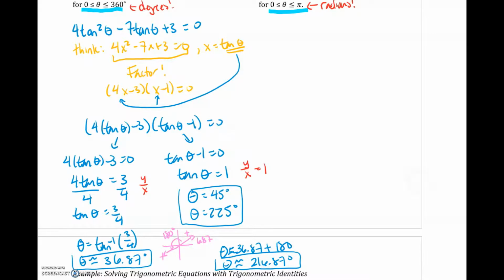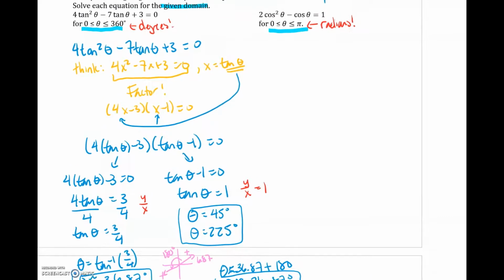Okay, so for the next example, we're going to do something very similar. If you want to pause again and try this one first before you see what I do, go for it now. Otherwise, I'll start walking you through this one too.